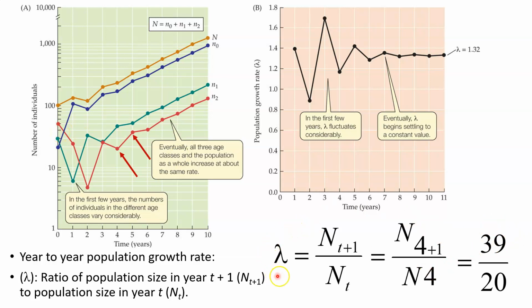So my population growth rate lambda equals population size at year 5 divided by population size at year 4. So it is 39 divided by 20, roughly somewhere slightly lower than 2. It's 1.8, 1.9, something like that.